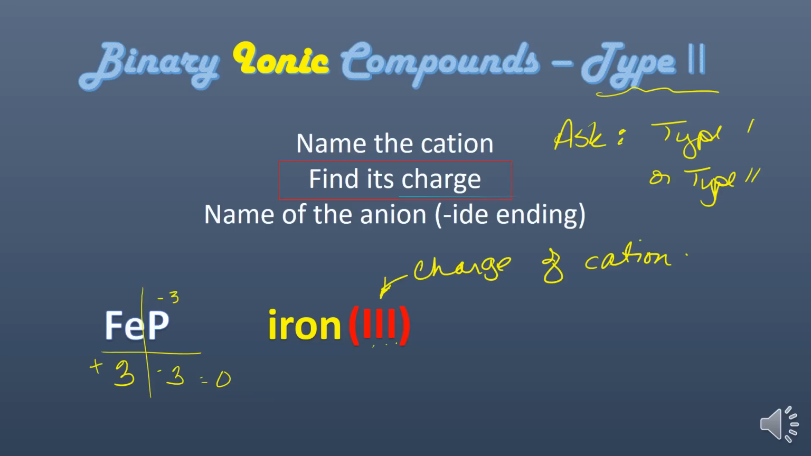And now it's easy after that. You simply name the anion, changing the ending to "ide," phosphide. And we now have iron 3 phosphide.